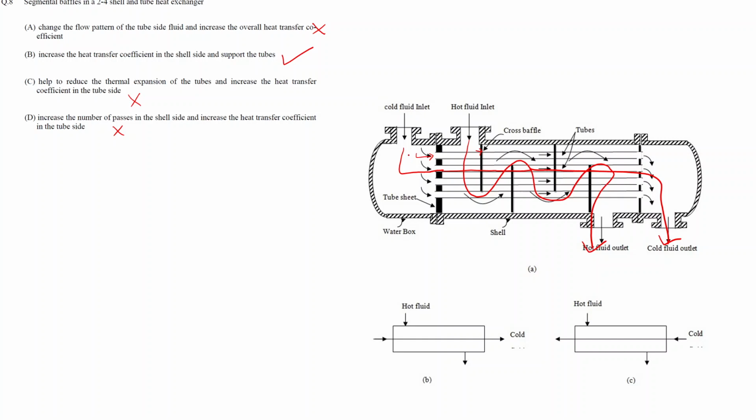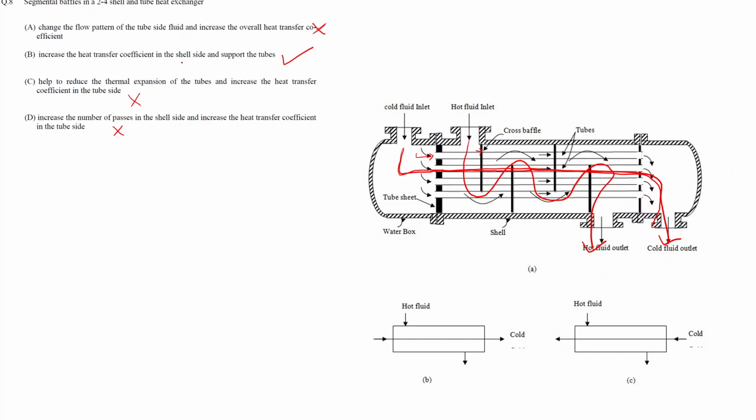So from the given diagram, we can see that the tube side fluid will flow through the tube and it won't be hindered by the baffles. The flow of this tube side fluid won't be disturbed or affected by these baffles, and hence the flow pattern of the tube side will remain the same. That is why we have marked the option as incorrect.